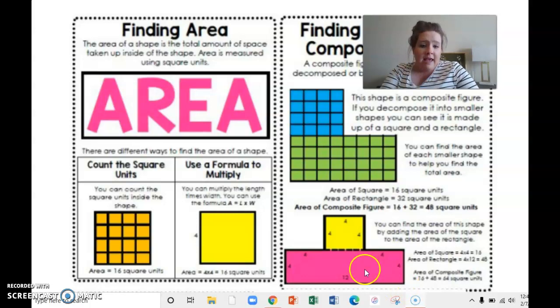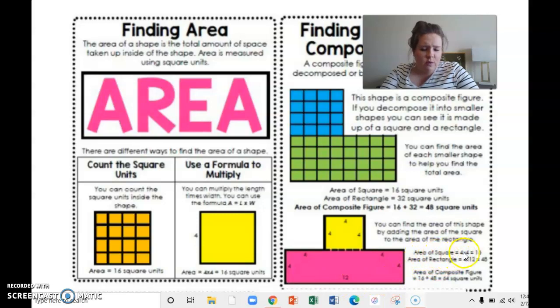All right, here you can see another one. You can find the area of this shape by adding the area of the square and the area of the rectangle. So here's your square and here's your rectangle. Your square is 4 times 4, which is 16. And then your rectangle is 4 times 12. So your length and your width, and your length and your width.